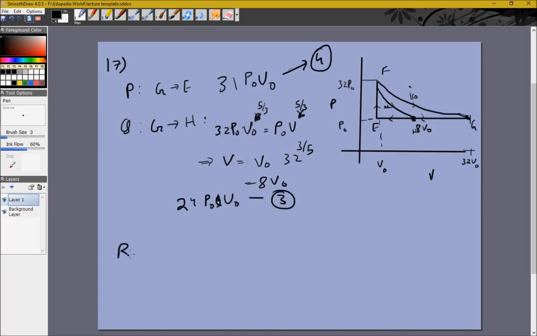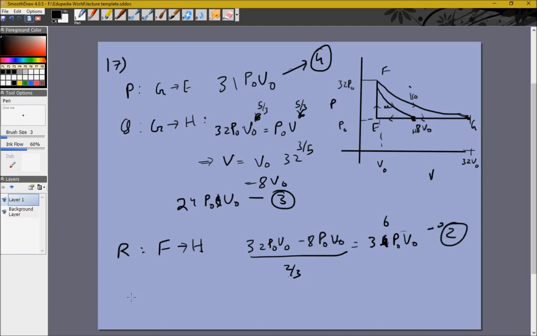Right. Then let's take R. R is F to H. F to H is an adiabatic process. We know what the work done is: P1 V1 minus P2 V2 by gamma minus 1. So 32 P naught V naught minus 8 P naught V naught by gamma minus 1, which is 2 by 3. So 24 by 2 by 3 is 24 into 3 by 2, 36 P naught V naught. That is option 2. Which means that S has to be option 1, which means the answer has to be A, but it's a good idea to see S anyway.